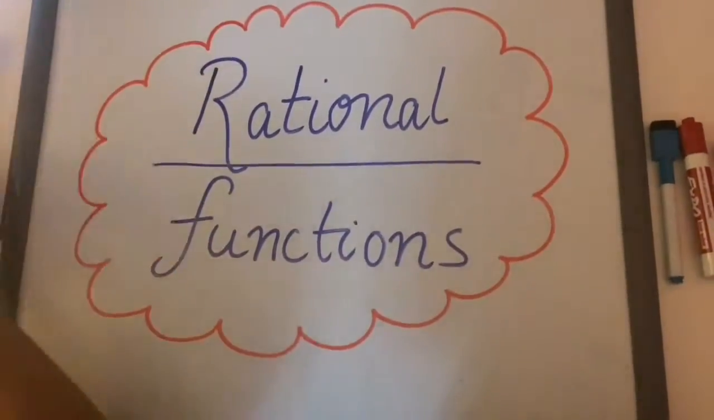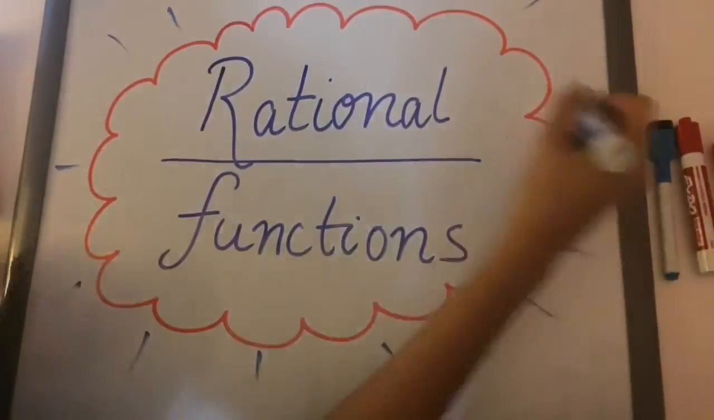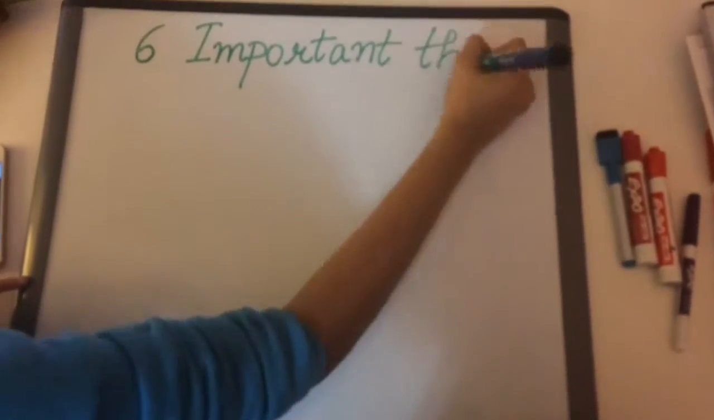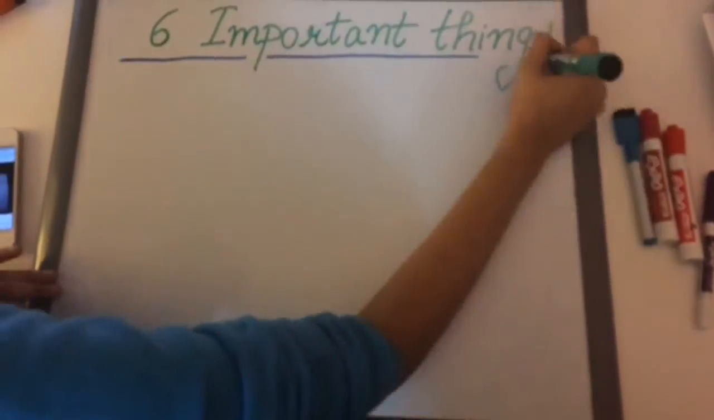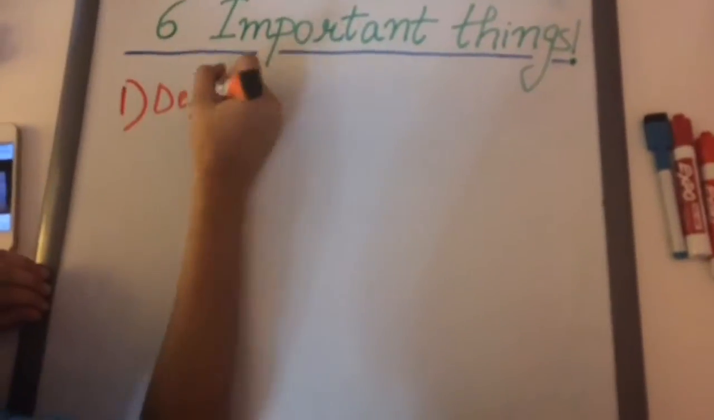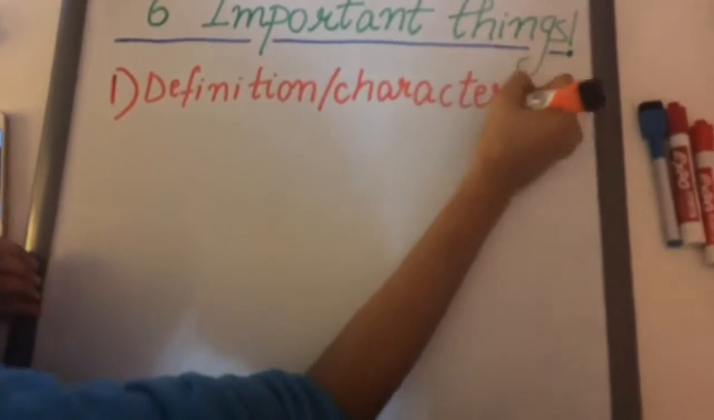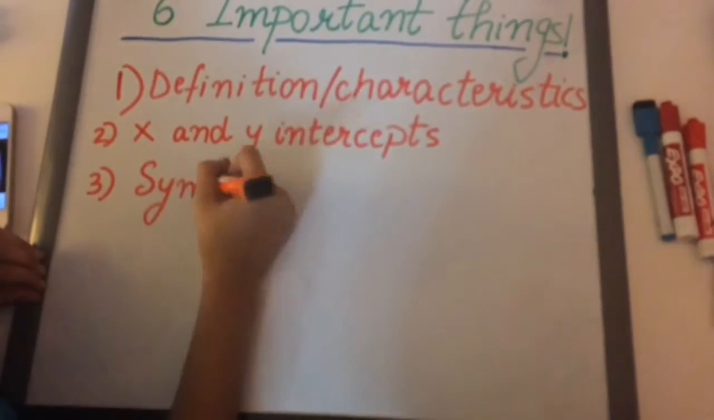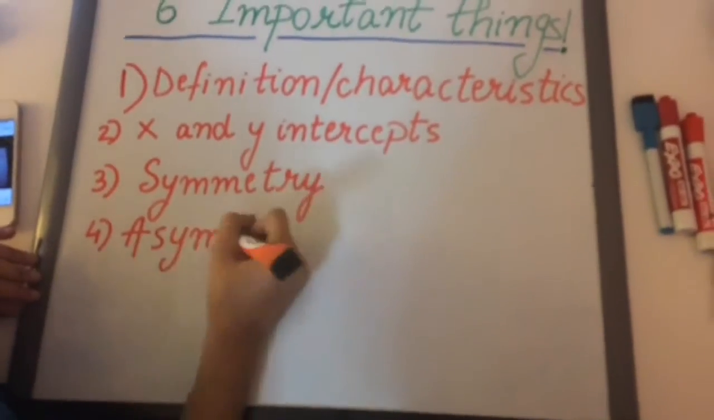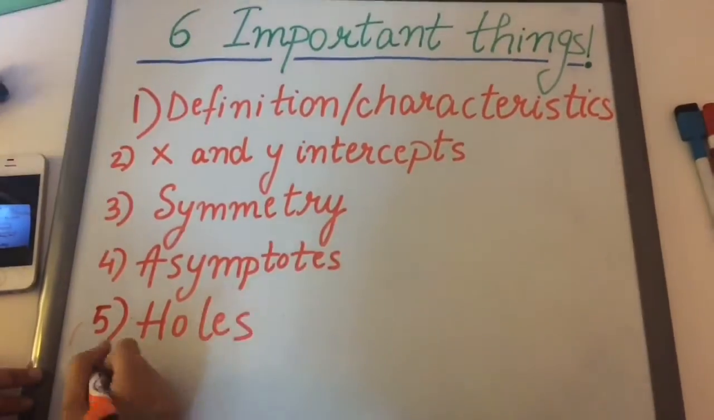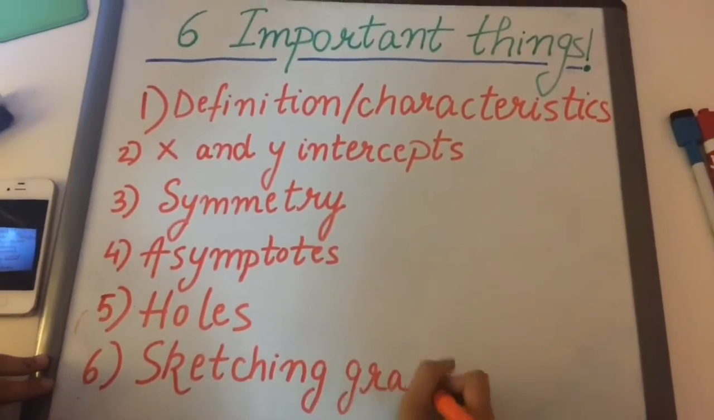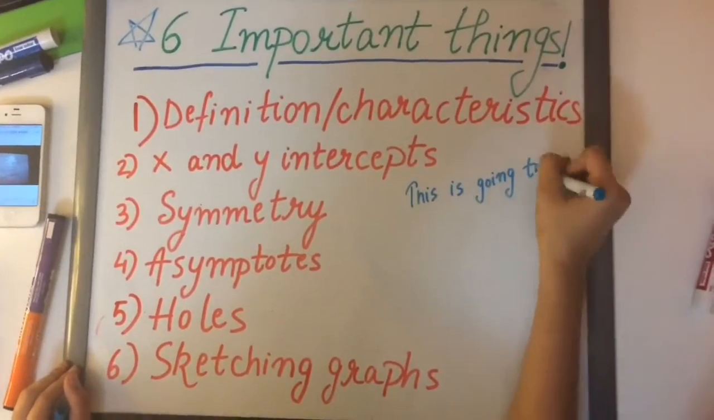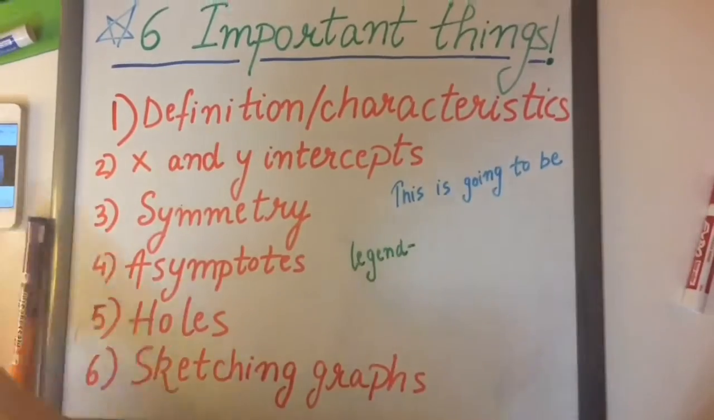So today you'll learn about rational functions, and before you start, there are 6 important things that you'll learn through this video. So the first is the definition and the characteristics of rational functions. You'll learn how to find the x and y intercepts. You'll learn how to determine the symmetry, find the asymptotes, find the holes, and finally sketch the graphs.